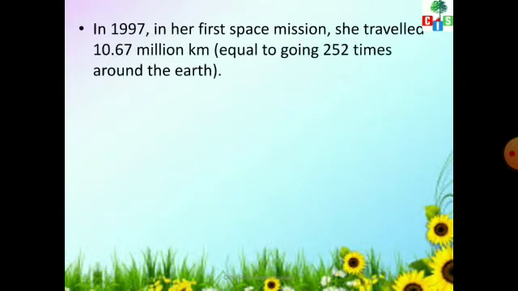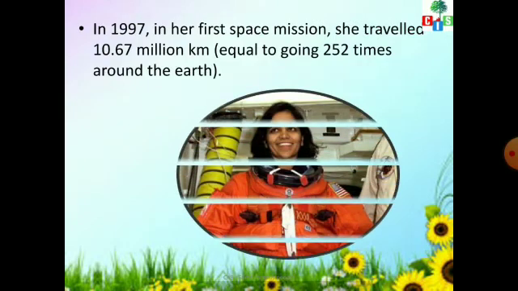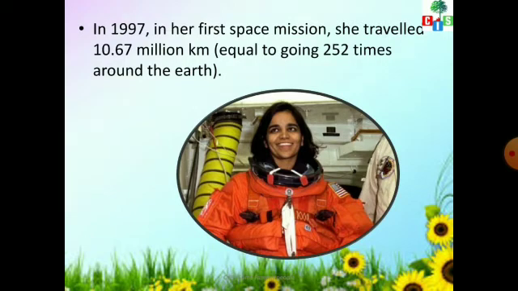In 1997, in her first space mission, she traveled 10.67 million kilometers. That is equal to going 252 times around the earth. That means one rotation we complete, second rotation around the earth we complete. In the same way, when we complete 252 rotations around the earth, it covers 10.67 million kilometers in her first space mission. And children, that space mission was completed successfully.